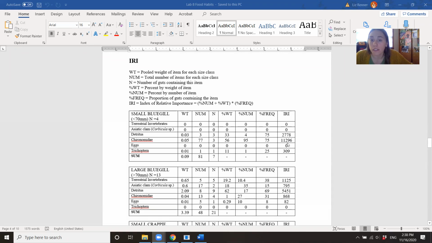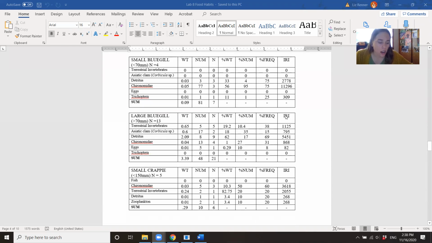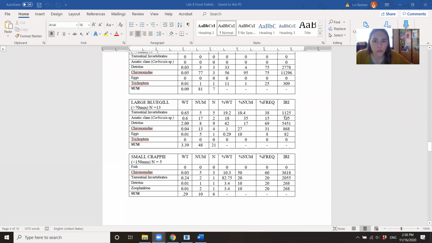For this one, it gives us 11,296. We get value 0 again for the IRI here, and 309. And so we see the differences. We can say that the chironomids have a high index of relative importance compared to the detritus or the trichoptera. Okay, next we're going to look at large bluegill. And so we're going to go ahead and do some of these together.